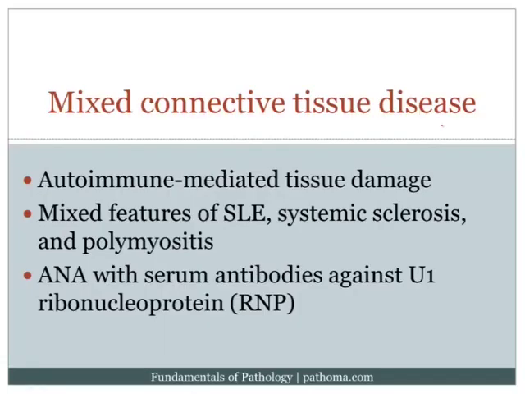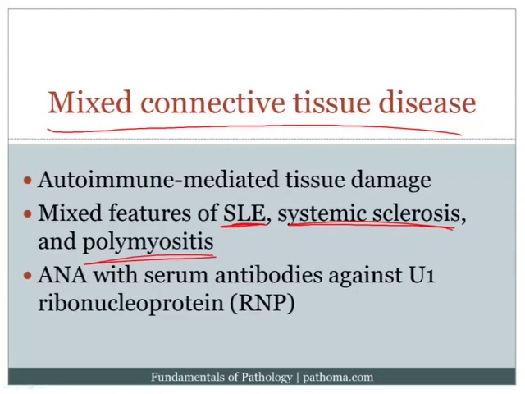The final disorder that we're going to talk about is called mixed connective tissue disease. This is an autoimmune disorder in which you get mixed features of lupus, systemic sclerosis, and polymyositis. Polymyositis is a disorder that we're going to talk about later in this course.